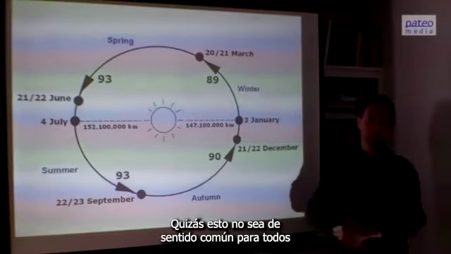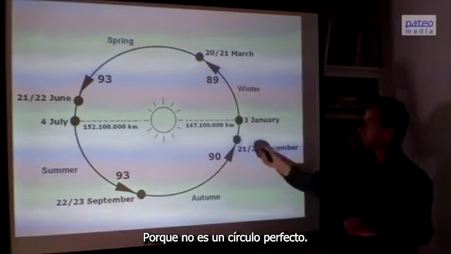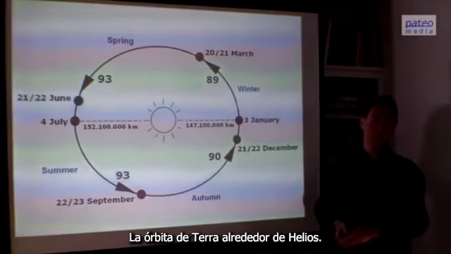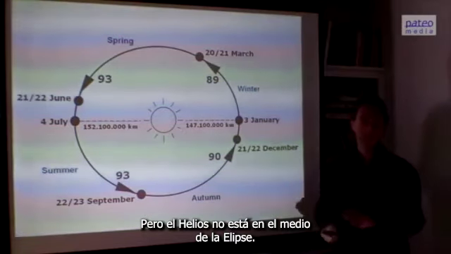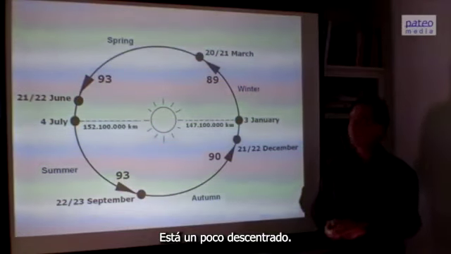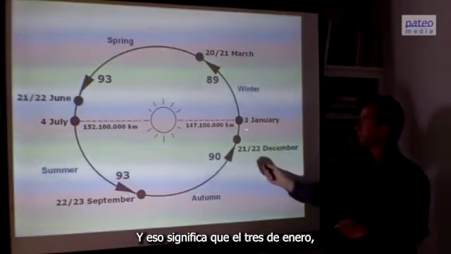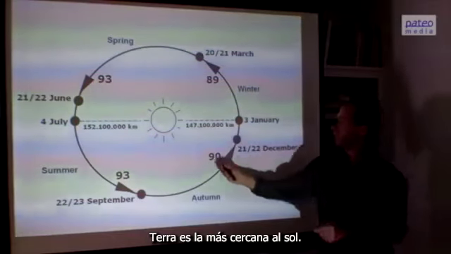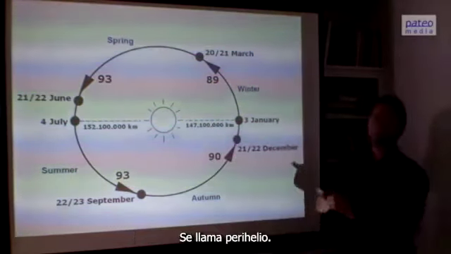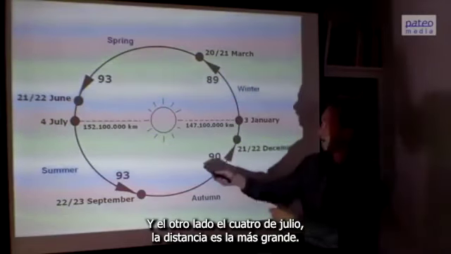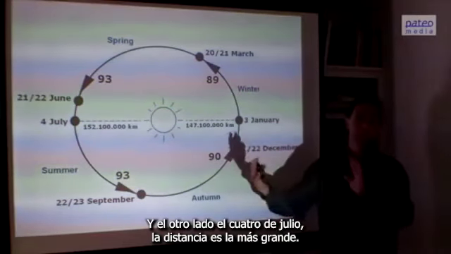This is maybe not common sense to everybody, because it's not a perfect circle, the orbit of Terra around Helios. It's an ellipse, but the Helios is not in the middle of the ellipse. It's a little bit offline. And that means on January the 3rd, Terra is closest to the Sun Helios. The distance is closest. It's called perihelion. And the other side, on July the 4th, the distance is the largest.